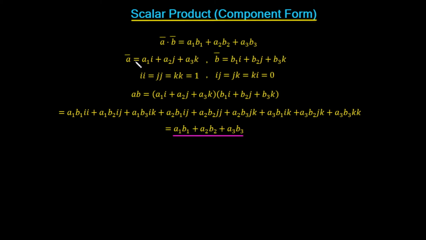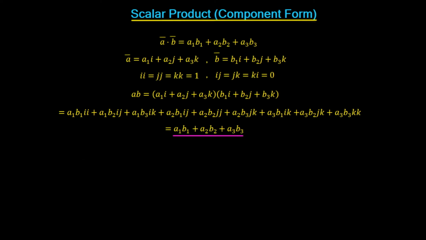Let's say, for example, we take the vector A and we can write it in component form. We can write it in terms of the vector. So we could say vector A is going to be A1 in the i direction plus A2 in the j direction plus A3 in the k direction.